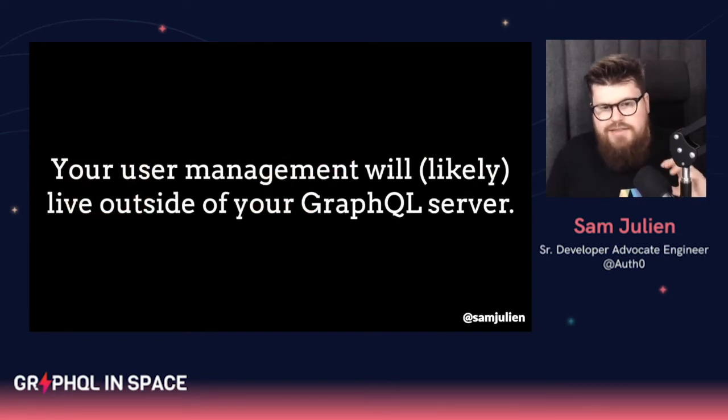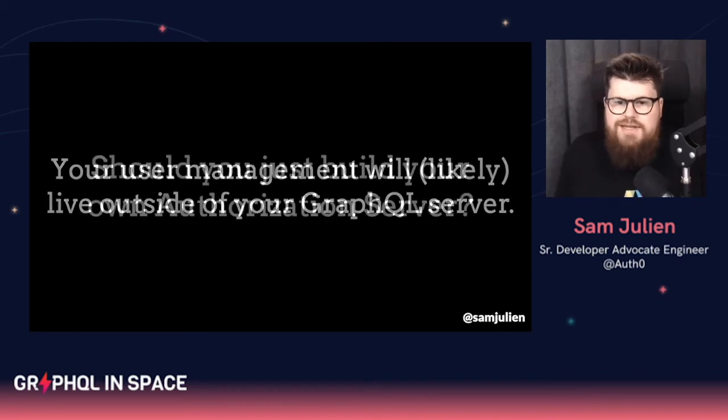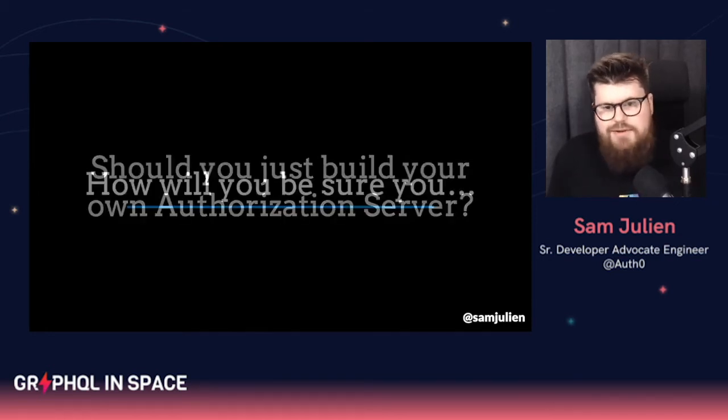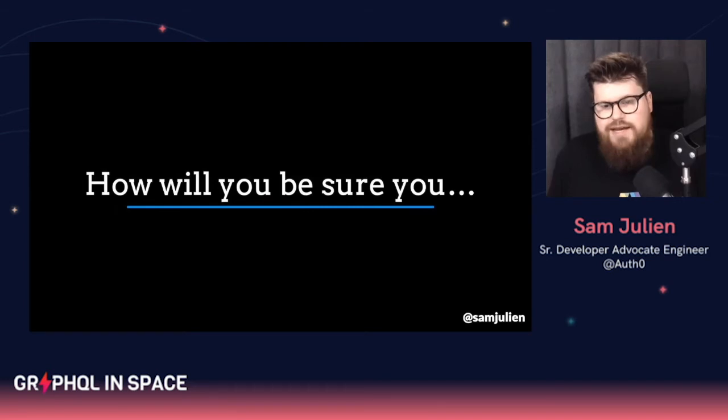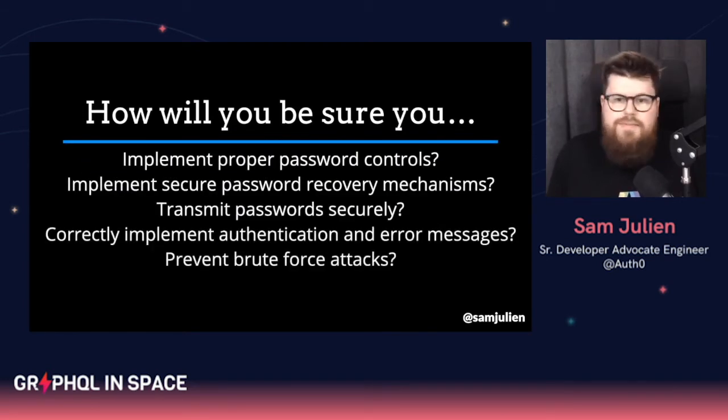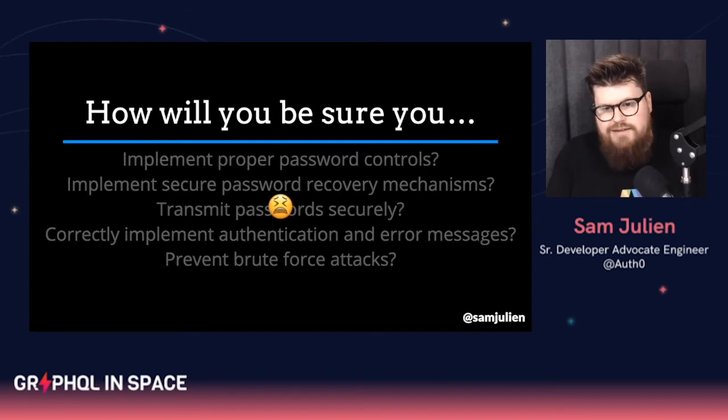So the authentication piece will probably live outside of your GraphQL server. It'll either be through some third-party service or you'll make it yourself, which begs the question, should you just build your own authorization server? That's a reasonable thing to do. You totally can. The thing is that if you are going to build your own authorization server, you need to remember how to implement proper password controls and make sure that you're transmitting your password securely. It's a lot of stuff to prevent, a lot of security considerations to take into place.